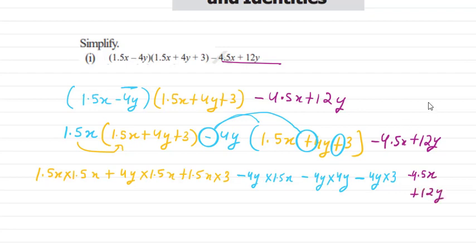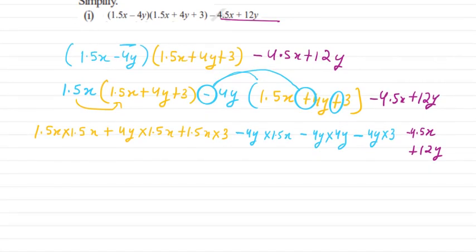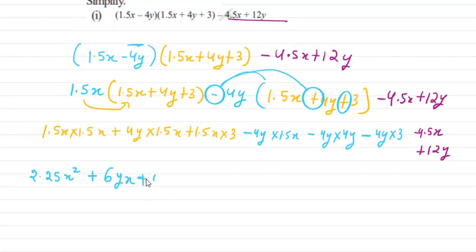And now we are going to simplify it further. So the whole answer will be 1.5 times 1.5, which gives you 2.25x squared. Then here we have 4 into 1.5, that gives you 6yx. Then we have this, so that will be 4.5x, then minus, again we have 6yx, then minus 4y, 4y will give you 16y squared, minus 12y, minus 4.5x, and plus 12y will come as it is.